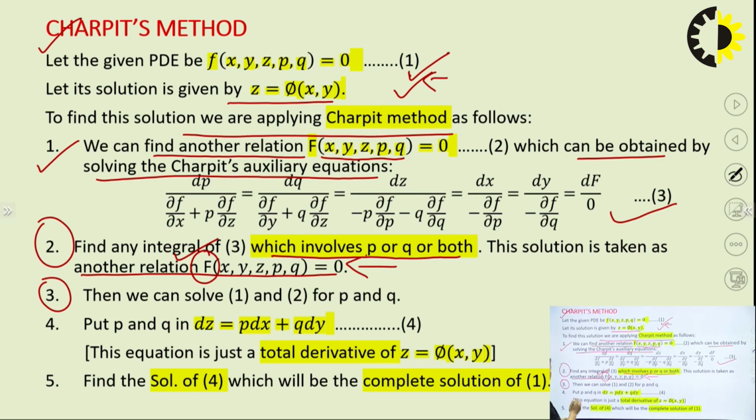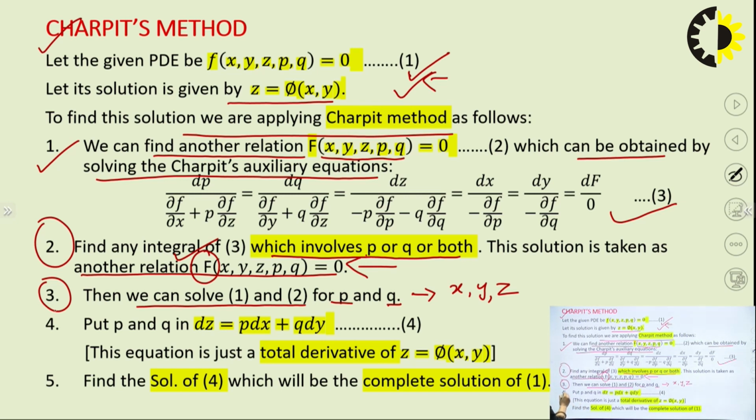Now come to the third step. Here we will solve equations 1 and 2 for p and q, like we do for simultaneous equations. By doing so, we will obtain the values of p and q in terms of x, y, z.